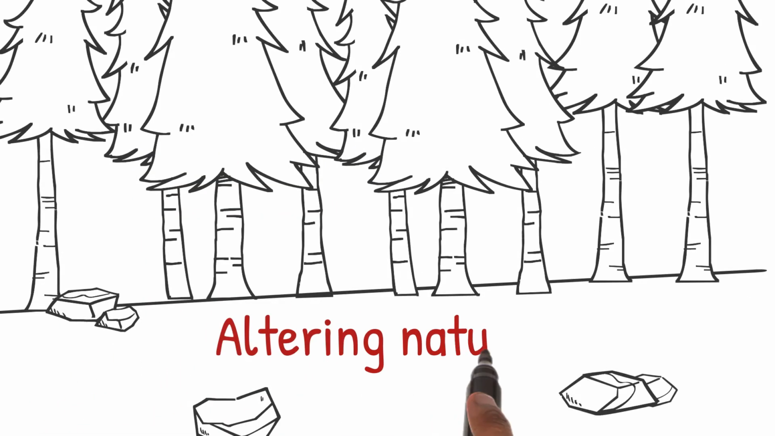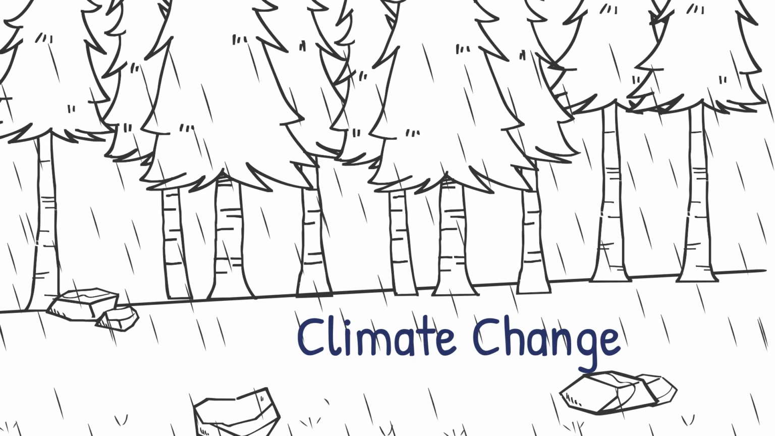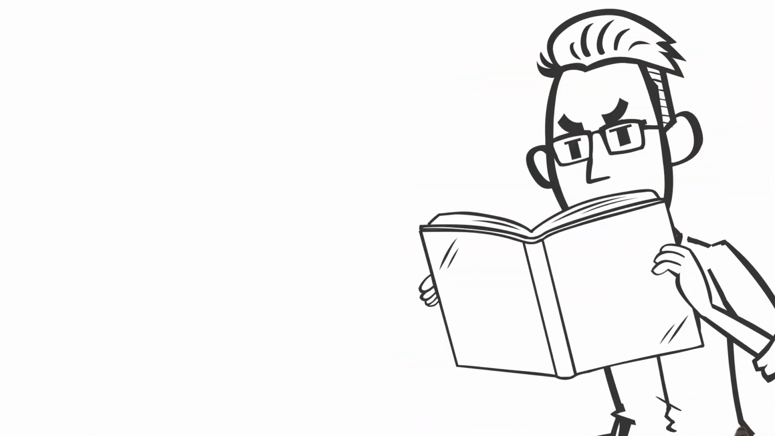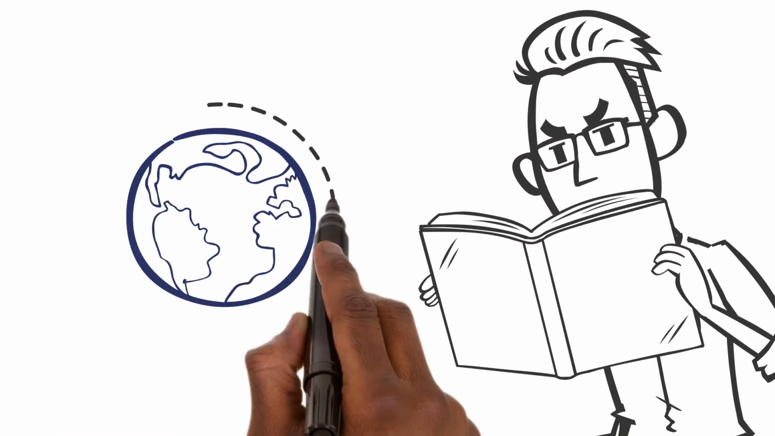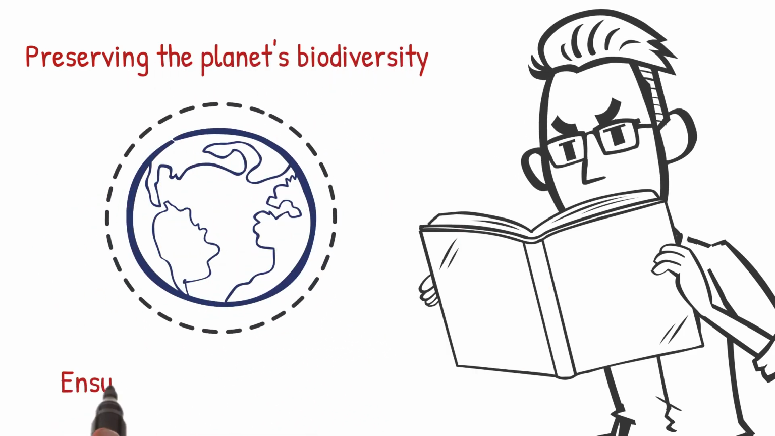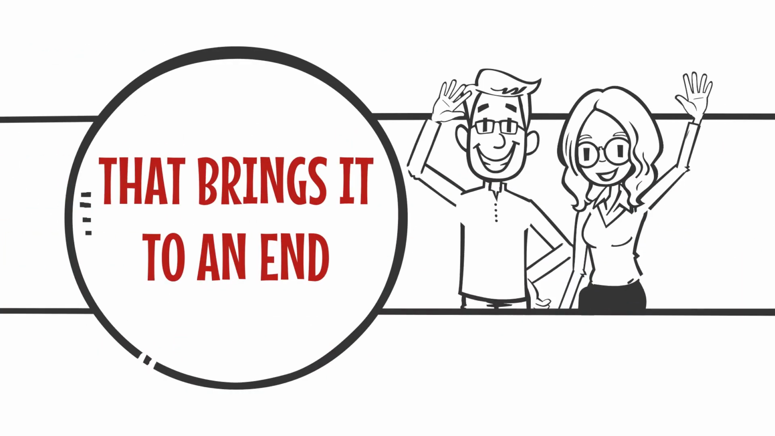From altering natural habitats to climate change, our actions can disrupt the delicate balance of these systems. Understanding and respecting the complexity of ecosystems is crucial for preserving the planet's biodiversity and ensuring a sustainable future for all forms of life. That brings this lesson to an end.